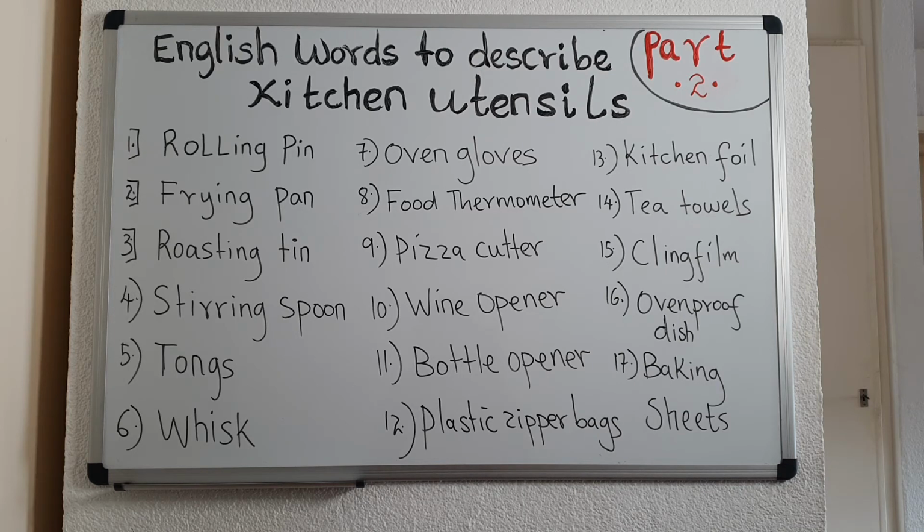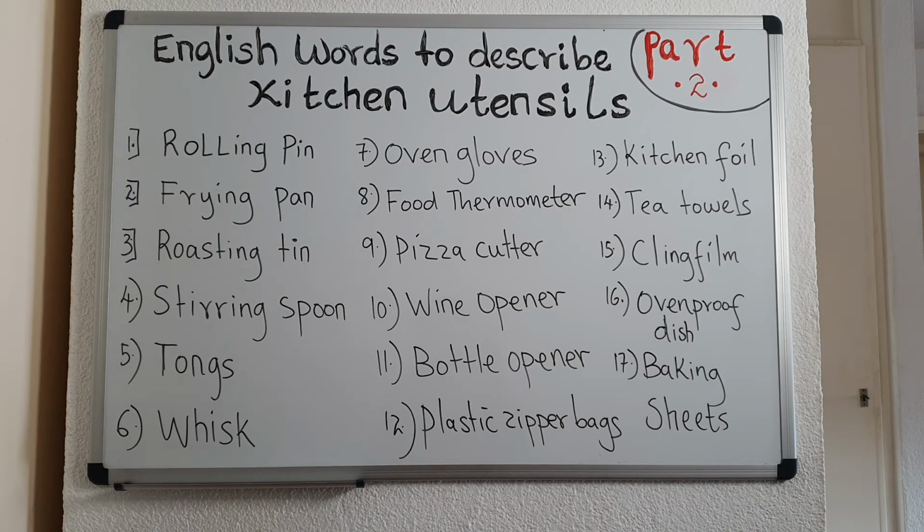The next word is plastic zipper bags. Now, these are bags that we use to store food in the freezer. You do not want to waste your food. So, if you have extra food and you don't feel like eating it, then you can put your food in a plastic bag, okay? Zip it and put it in the freezer. So, we use plastic zipper bags to store food in the freezer.